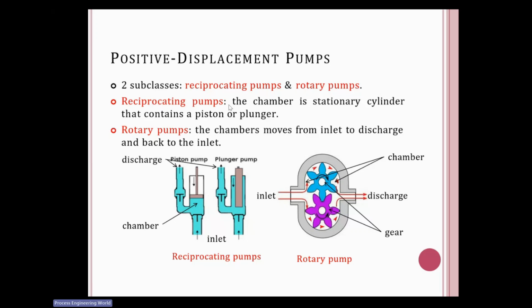But what happens in rotary pumps? In rotary pumps, the chambers move from inlet to discharge and back to the inlet. So what actually is a rotary pump? We have gears inside the rotary pump. Two gears are rotated, based on which you get the inlet and the discharge. In this, you will have a continuous flow, but still the pressure will increase on the discharge side because it is a positive displacement pump. So this was reciprocating pumps and rotary pumps.